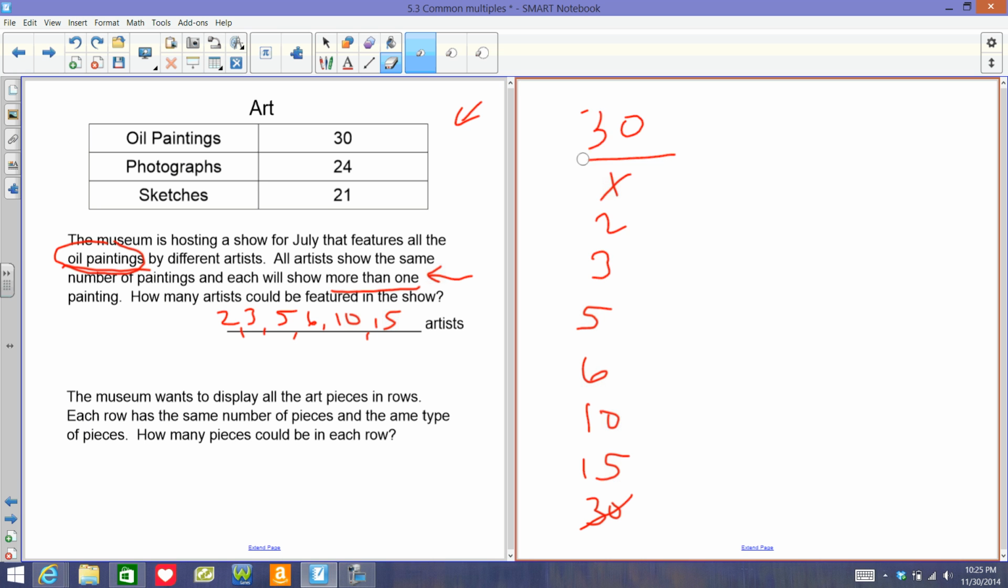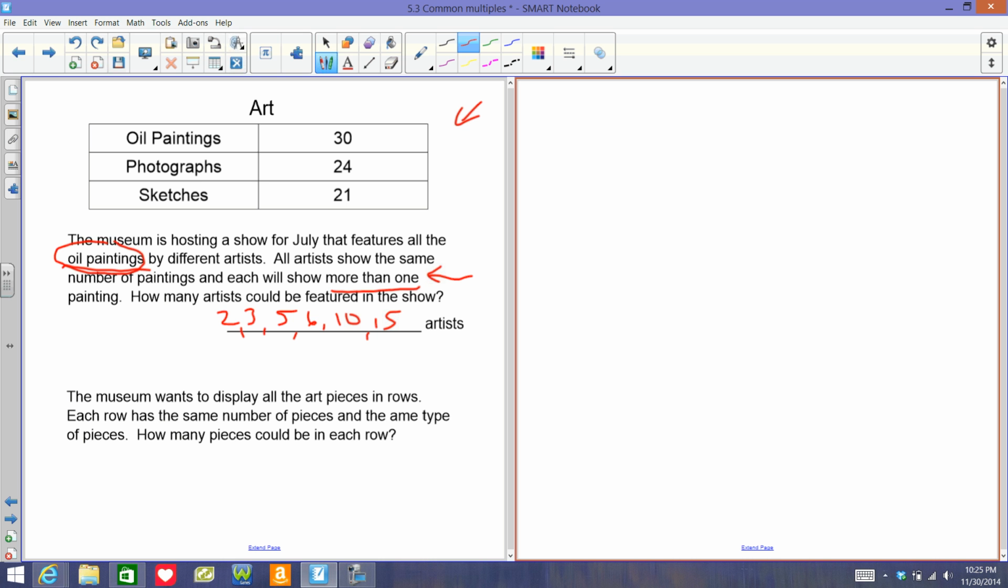Okay, so pay attention when you are looking at the word problems, okay? You probably wouldn't have even caught that it says more than one painting, so one can't be an option, and artist, so 30 couldn't be the option. Takes out that factor pair, and then it's only talking about oil paintings. Okay, second part of the problem.